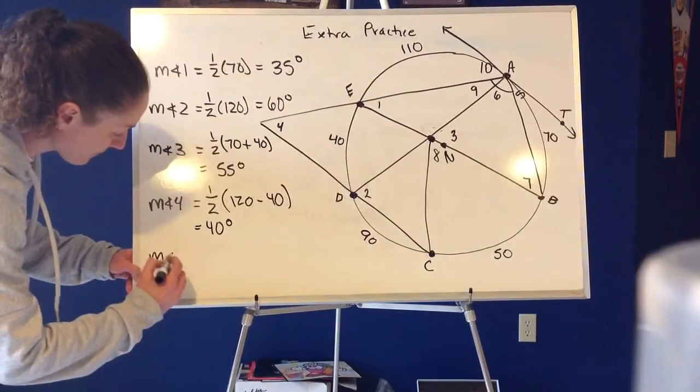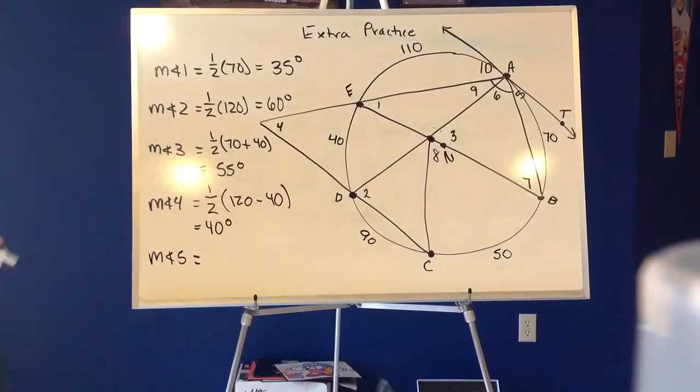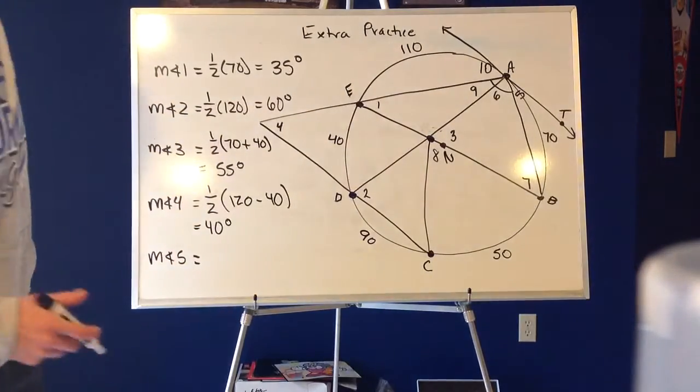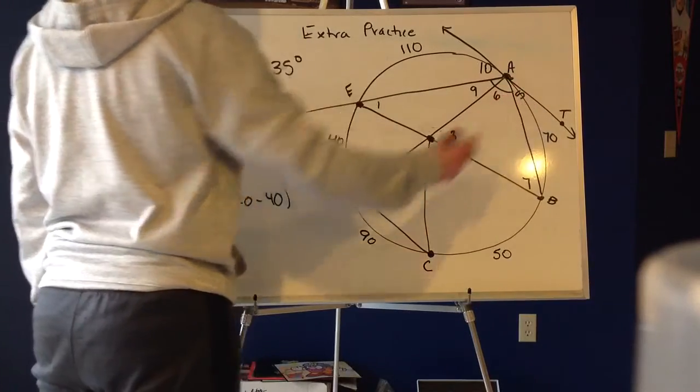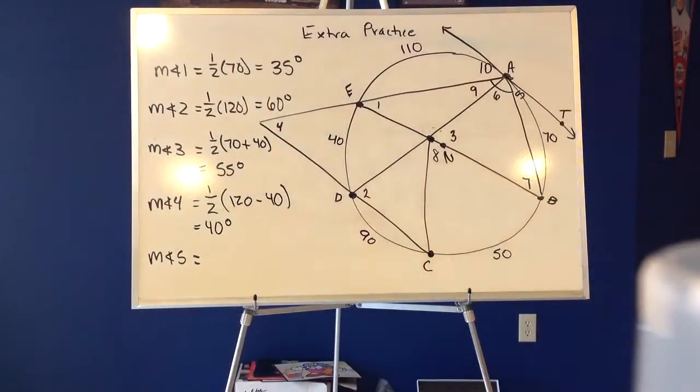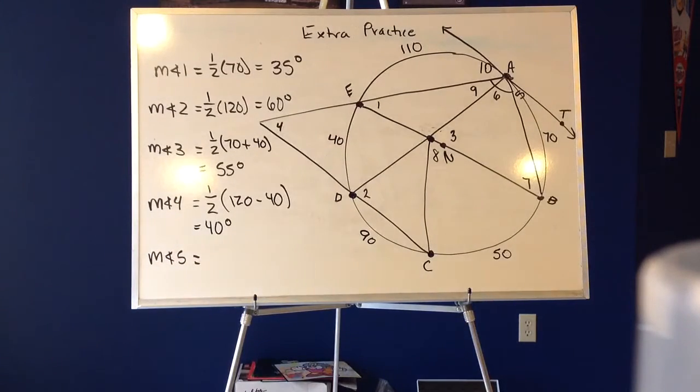And 5. For angle 5, you've got it over here. Notice it's just that little part right there. Now it is treated as inscribed, even though it's not officially inscribed, because it is on the circle. So it's going to be half its arc.